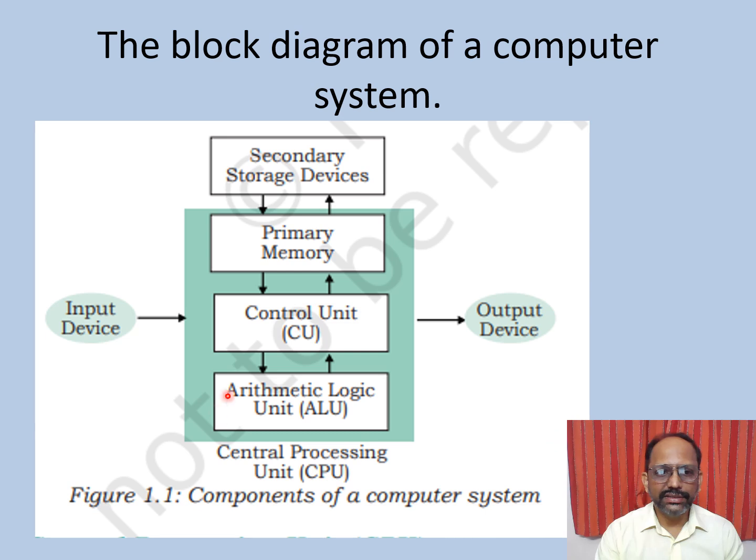In this diagram, you can see there is an input unit connected with the input device. There is an output unit connected by output device, and there is a central processing unit. In short, it is called as CPU. Outside this, there is one more unit called secondary storage device. Let us understand each component, each block and its functionality separately. So this is the block diagram of computer.